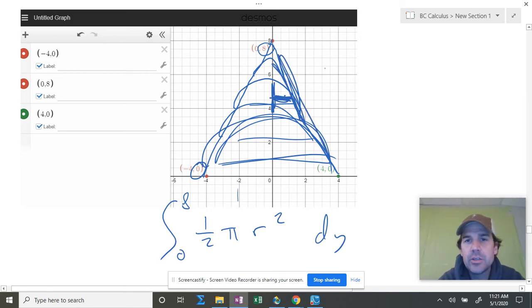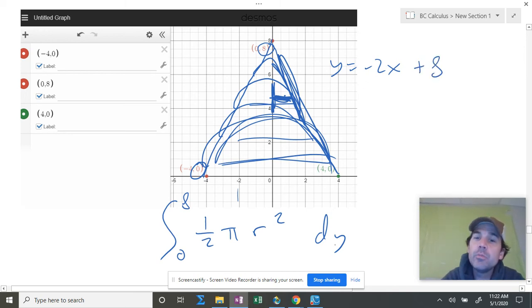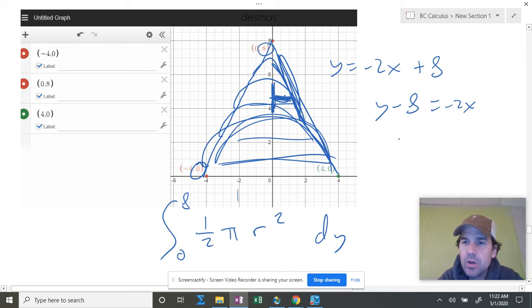Well, let's figure out what this line is. This line would be y equals negative 2x plus 8. But we want it in terms of y, not x. So we're going to solve for x. So it's y minus 8 equals negative 2x, or x is going to equal 8 minus y all divided by 2. That's my r.